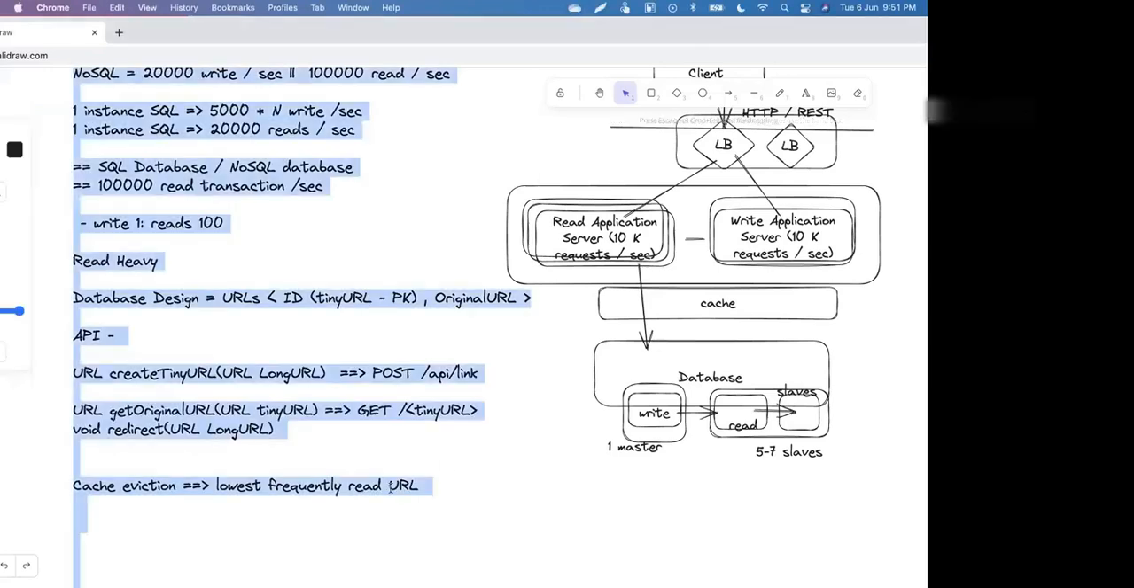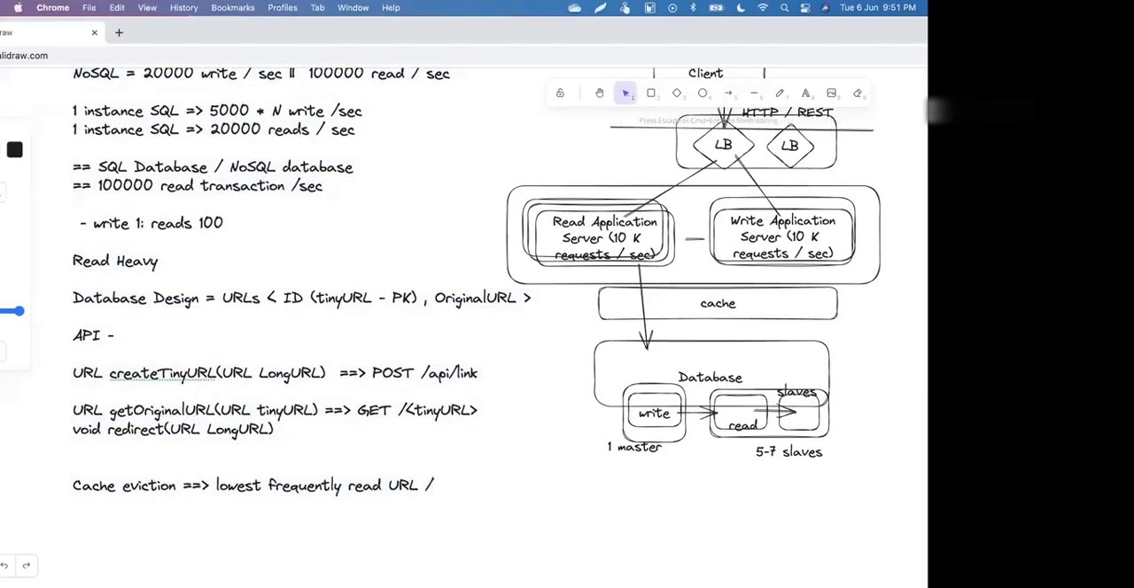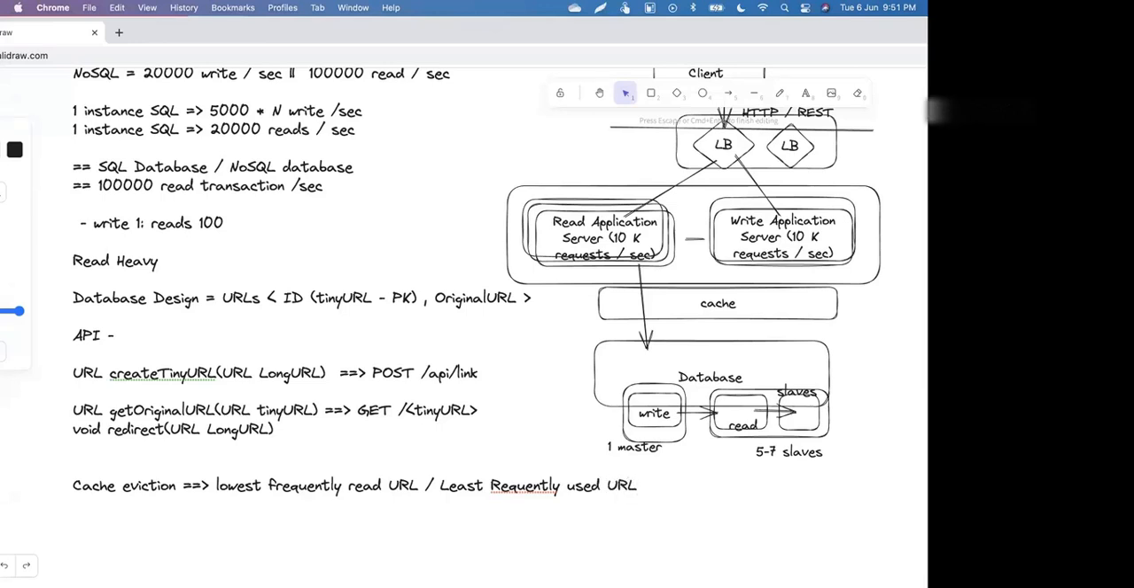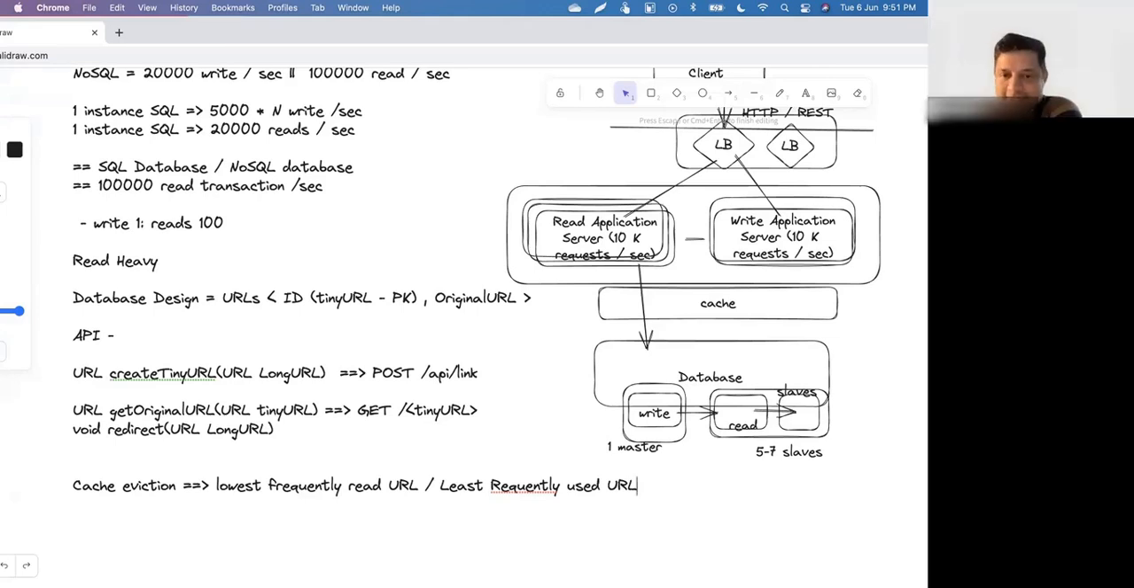Is it a write through cache or write around cache? When you have to decide, it should be write around because we don't update, right? Yes, right. So least recently used. You can use write through also or write around as well.